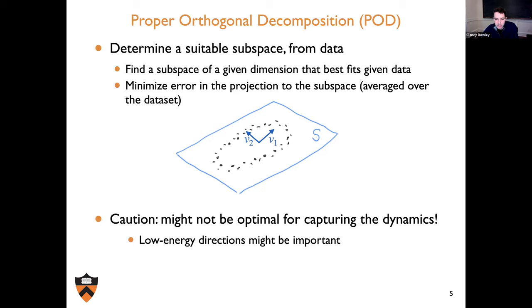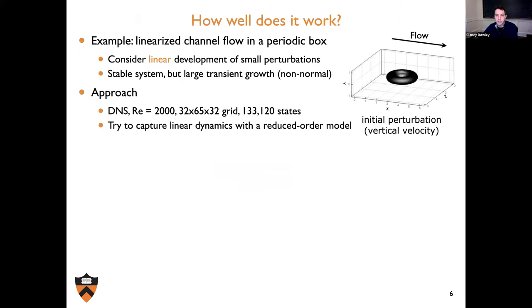So the word of caution is that these modes are optimal for capturing the data, but they might not be optimal for capturing the dynamics. The reason is that low energy directions or just subtle differences might be very important to get the dynamics right. And to illustrate that, I thought I'd show this shear flow, this linearized channel flow, which seems like it should be quite a simple system to model. So we're going to linearize the Navier-Stokes equations about a laminar parabolic profile. In that picture, the top wall is a wall, the bottom wall is a wall, the side walls are all periodic, and there's flow in the direction of the arrow. And all I'm going to try to do is model the evolution of a particular perturbation, the one you see there. There's a little perturbation in vertical velocity, and you see the flow parameters there.